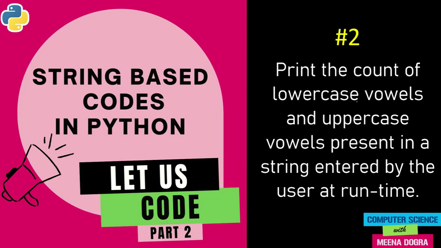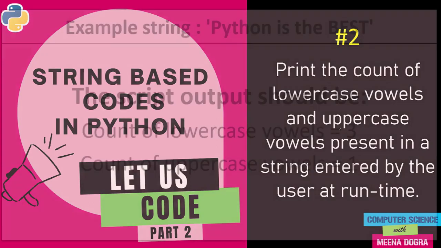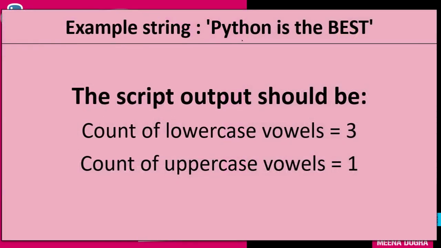Print the count of lowercase vowels and uppercase vowels present in a string entered by the user at runtime. So suppose a user enters a string at runtime, your code should display how many lowercase vowels are there in it and how many uppercase vowels are present in it. It's not supposed to be a combined count, it is supposed to be a separate count of each of these categories. Fine. So for example, suppose the user enters Python is the best.